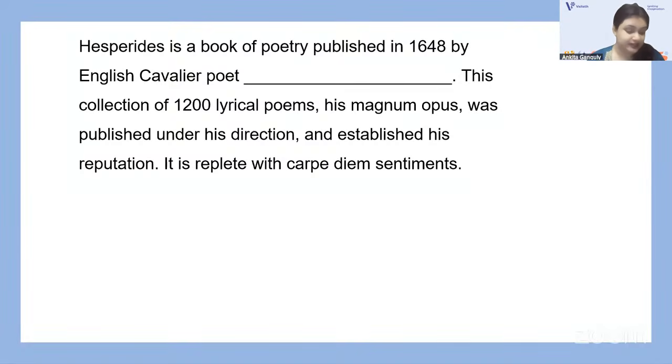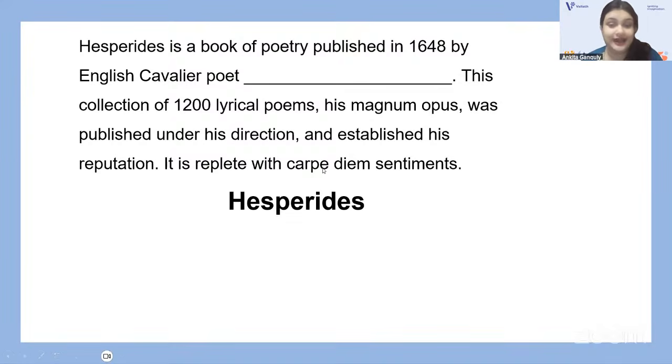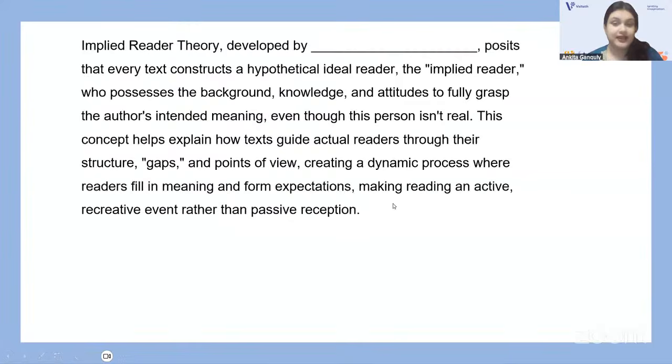So, Hesperides is a poetry collection by Robert Herrick, correct. All of you are correct. Hesperides is a book of poetry by the English Cavalier poet Robert Herrick. Robert Herrick was a Cavalier poet.